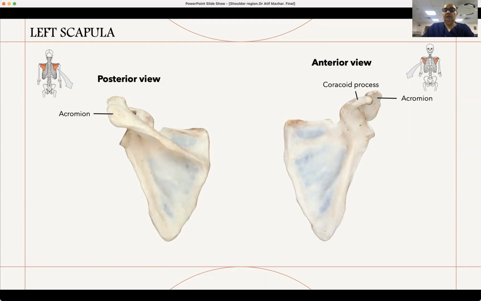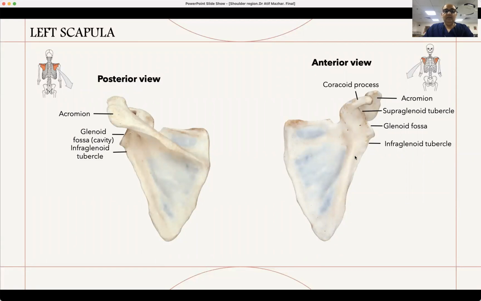Acromion, we all know, coracoid process, glenoid fossa or glenoid cavity, any term you can use. Now above this glenoid, there is a raised area. We call it supraglenoid tubercle. Supra means above. If there is a supraglenoid tubercle, there will be an infraglenoid tubercle, on both the anterior view as well as the posterior view. Then these are the lateral borders, and the inner ones are the medial borders.